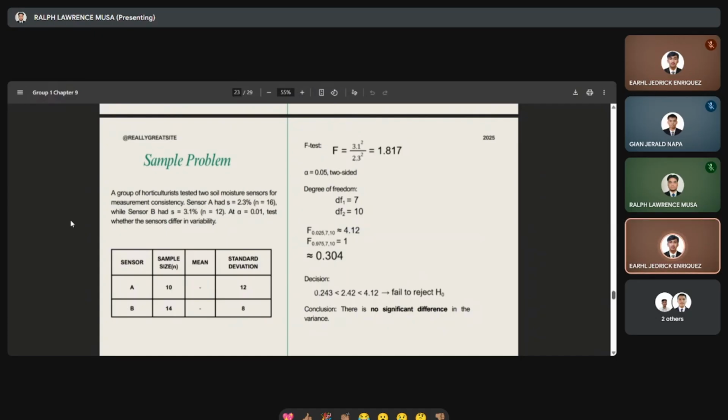In this section, two soil moisture sensors were tested for consistency. Sensor A has a standard deviation of 2.3% with 16 samples. Sensor B had 3.1% with 12 samples. The computed F value was 1.0817. Since it falls between the critical values, we fail to reject the null hypothesis. The results show no significant difference in variance between these two sensors.